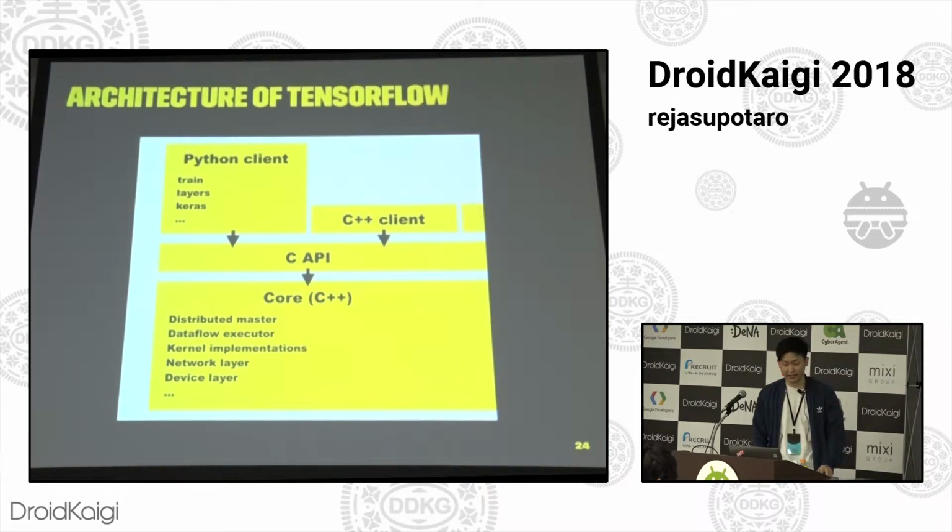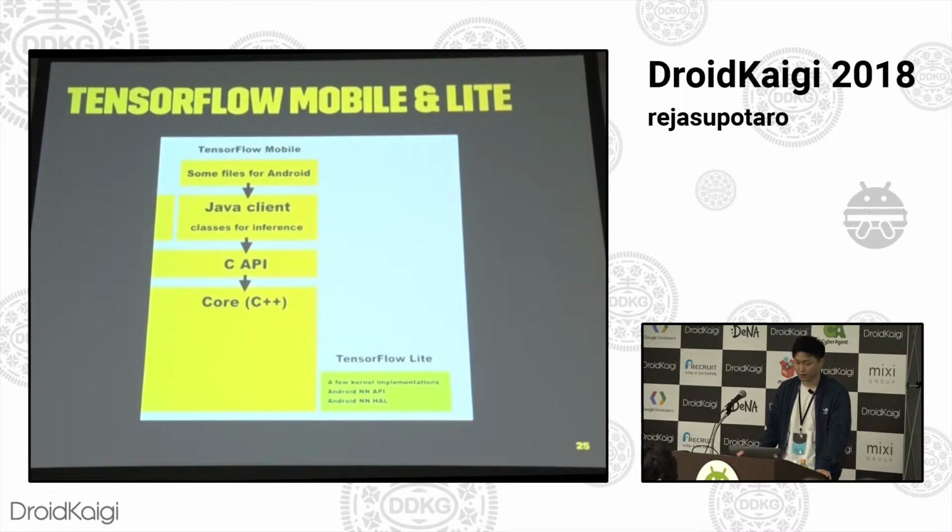Let's take a look at the architecture. The core is written in C++. Client access to the core through FFI, foreign function interface. TensorFlow provides libraries for mobile devices, TensorFlow Mobile and TensorFlow Lite. TensorFlow Mobile accesses the core through a Java client, and they found that they need a platform specialized for mobile. That's why they built TensorFlow Lite, although TensorFlow Mobile already exists.